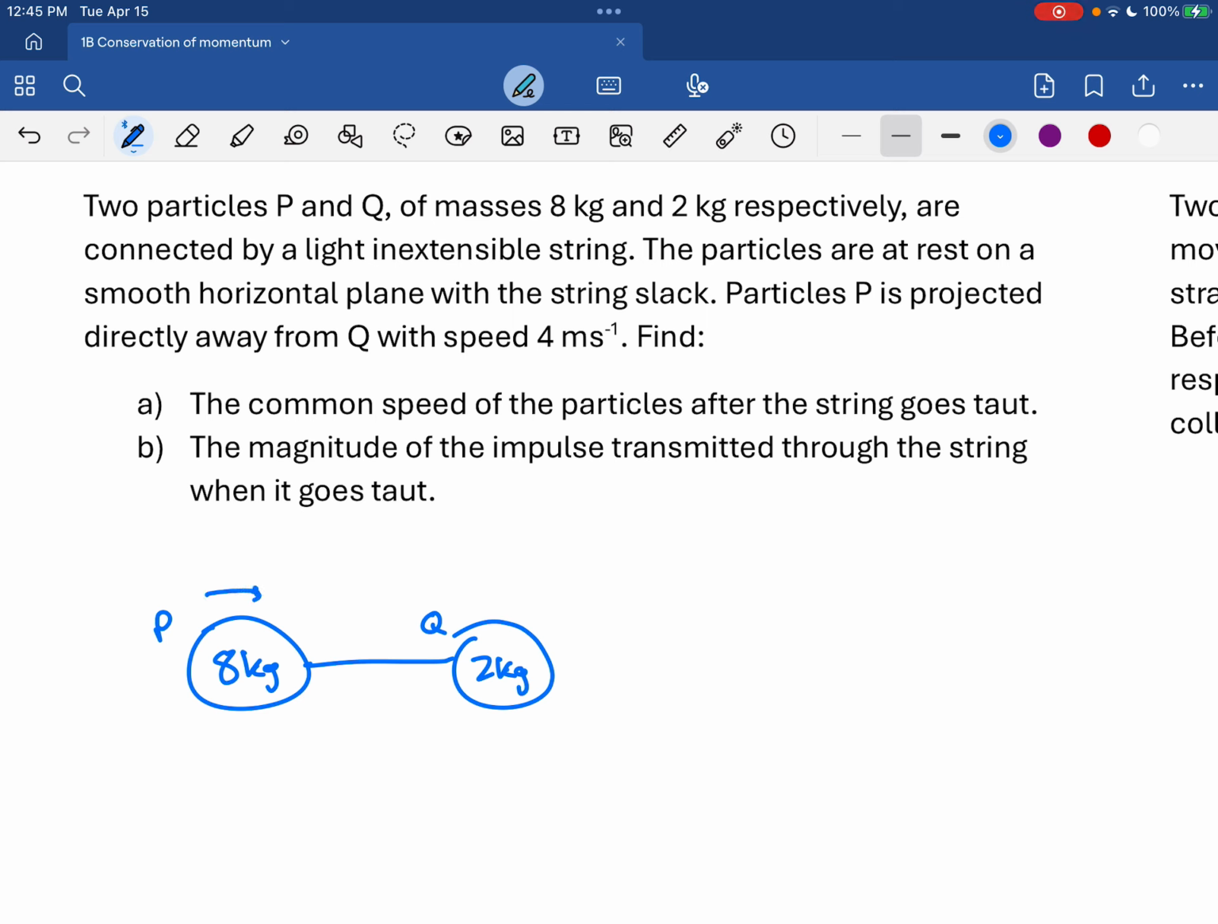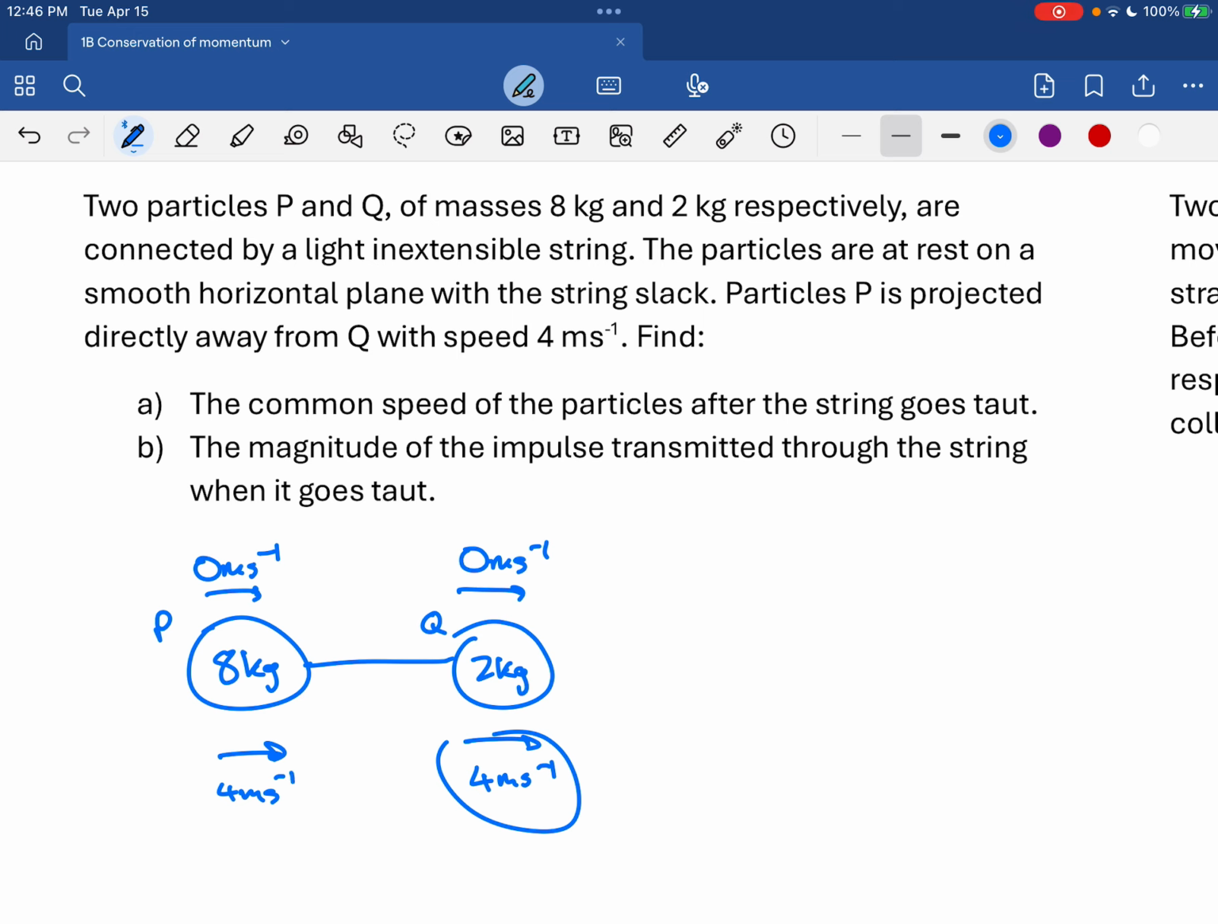So lots of times you'll be tempted to do this because you're told they're initially at rest. And then it says particle P is projected away from Q with a speed of 4 meters per second. And you'll be left with this diagram, and then question A asks you to find the common speed of the particles after the string goes taut. And then you're thinking, well, how can they both have the same speed if I already kind of know that P's going with 4? Then surely they're attached by a piece of string that the answer is just going to be 4 meters per second.